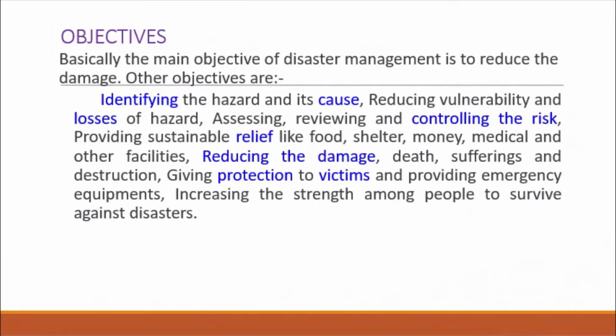So what are the objectives of disaster management? Why is it done? It is done for identifying the cause of hazards, reducing vulnerability and losses caused due to disaster, controlling the risk, providing relief such as food, shelter, money, medical and other facilities to the victims, and giving protection and strength to the people against disasters.